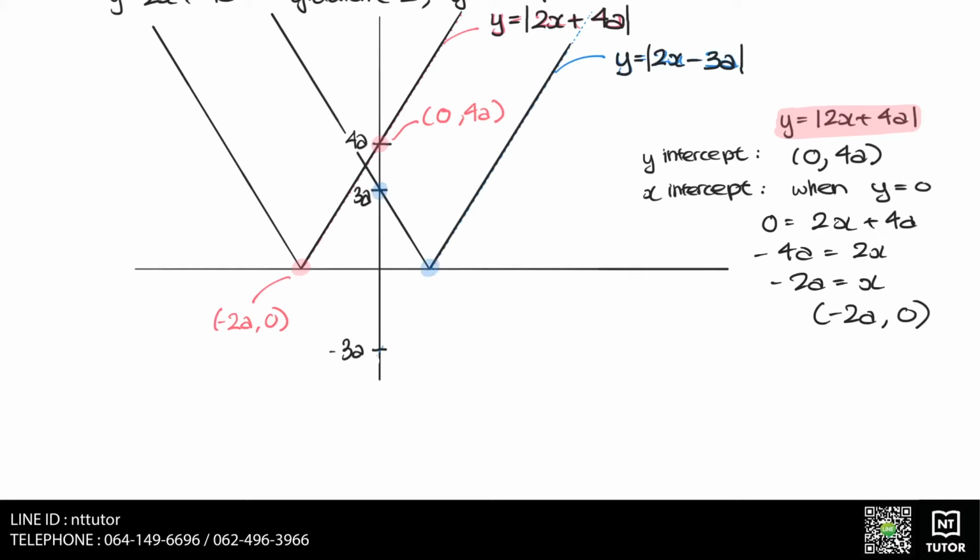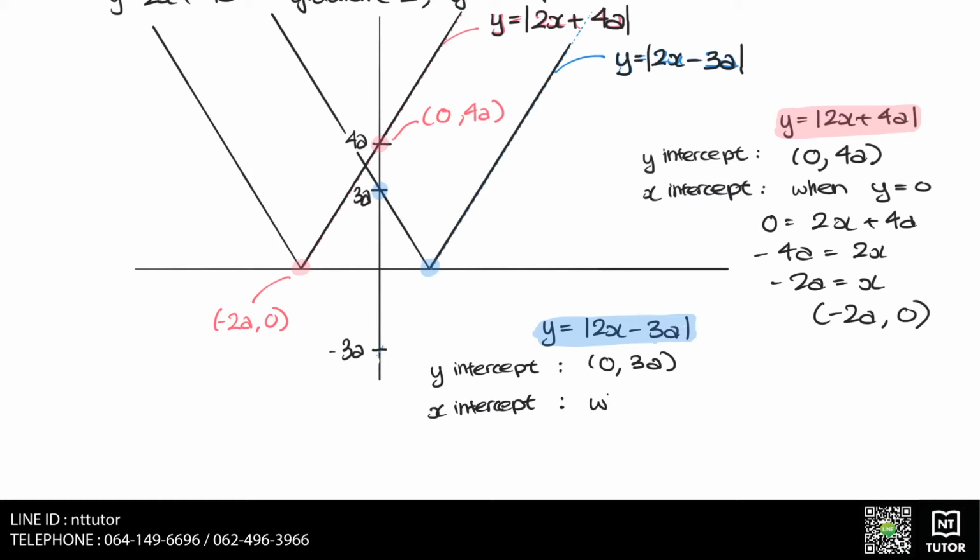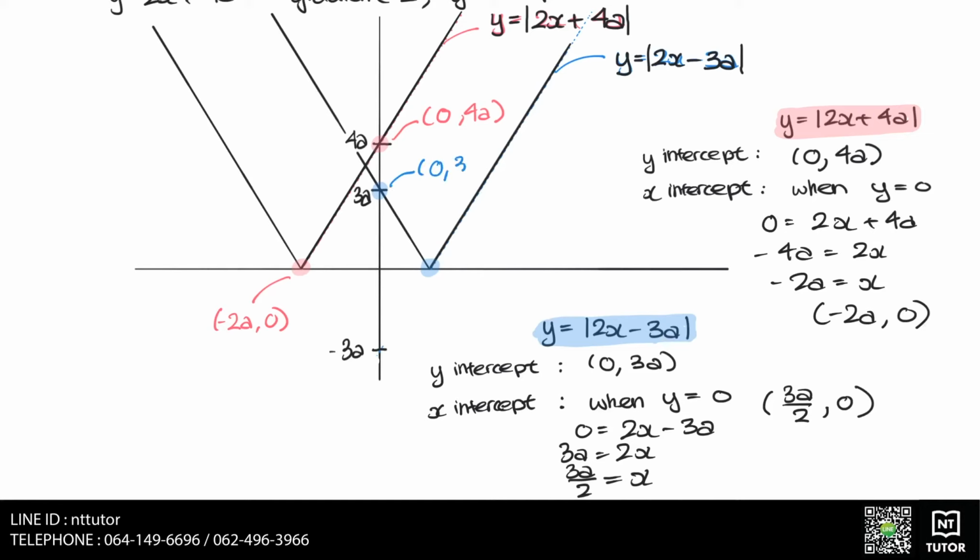For the other graph, y equals the modulus of 2x minus 3a, we already know that the y-intercept is 3a from the graph. And again, for the x-intercept, we need to work that out by substituting y equals 0 into the equation and then solving for x. And once we do that, we get x equals 3a over 2. Therefore, the two coordinates where the line crosses the axis are (0, 3a) and (3a over 2, 0).